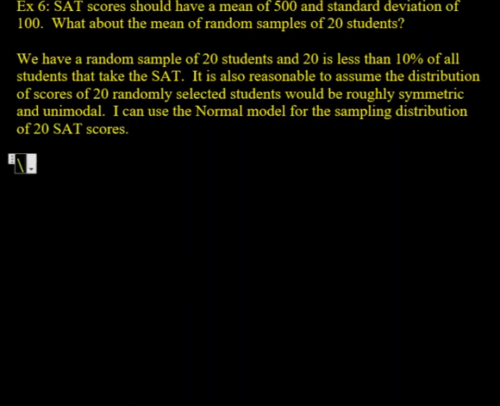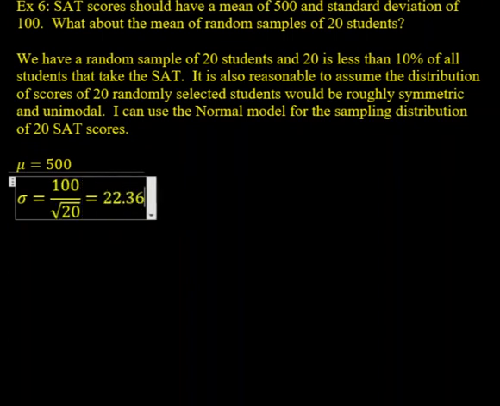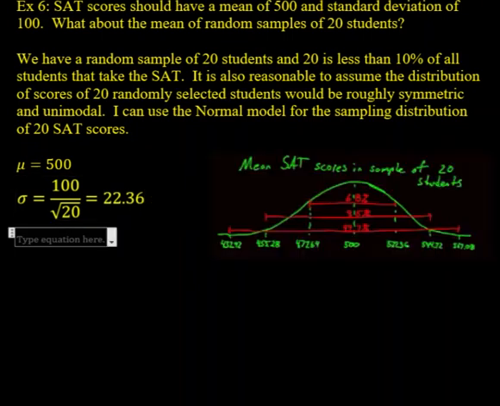Okay, so mu will be 500. Sigma will be the standard deviation divided by the square root of the sample size. So 100 over the square root of 20, which equals 22.36. We have a normal model, so N(500, 22.36).